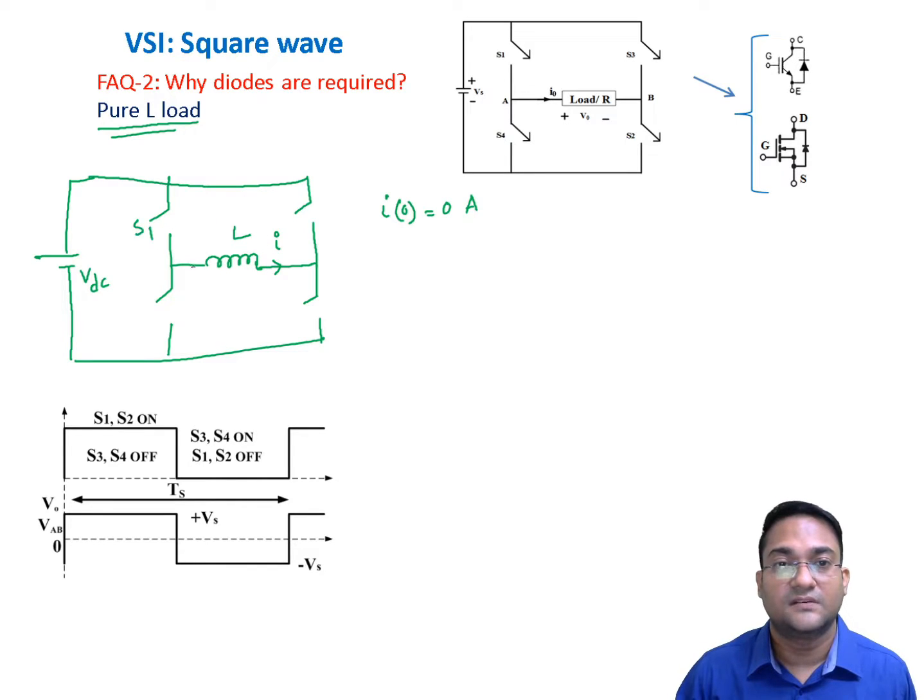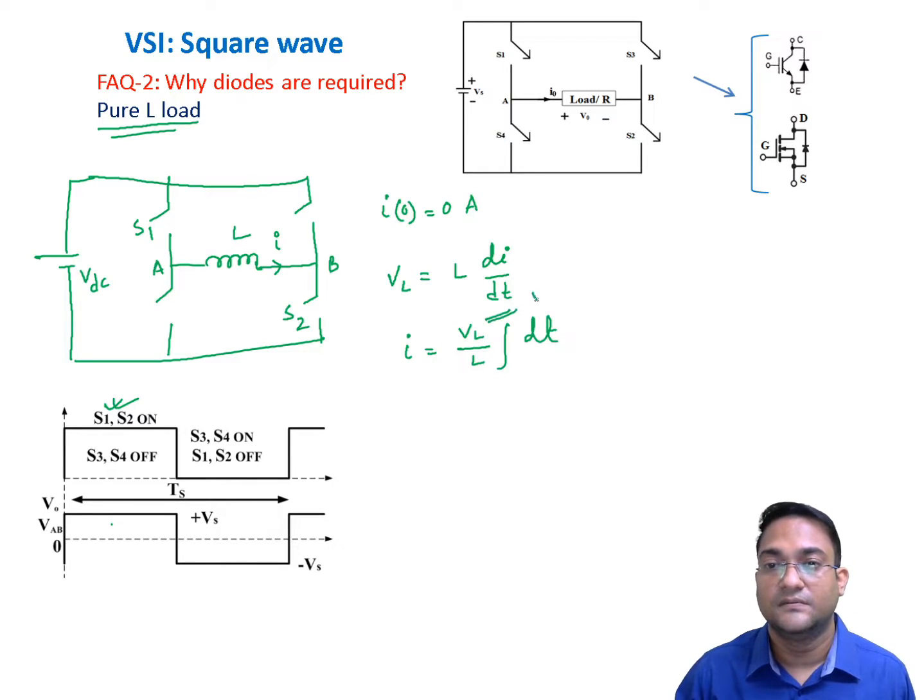Now first I will turn on S1 and S2, and the voltage across the inductor will be VAB, or this one. So as soon as I turn on S1 and S2, the voltage appearing across the inductor will be plus VDC or VS. And as you know, the inductor voltage equation is VL equals L di/dt, and I is the integration of VL by L dt. Of course, I am assuming this VL equal to VAB equal to VS is a constant number. That's why it came out of the integration.